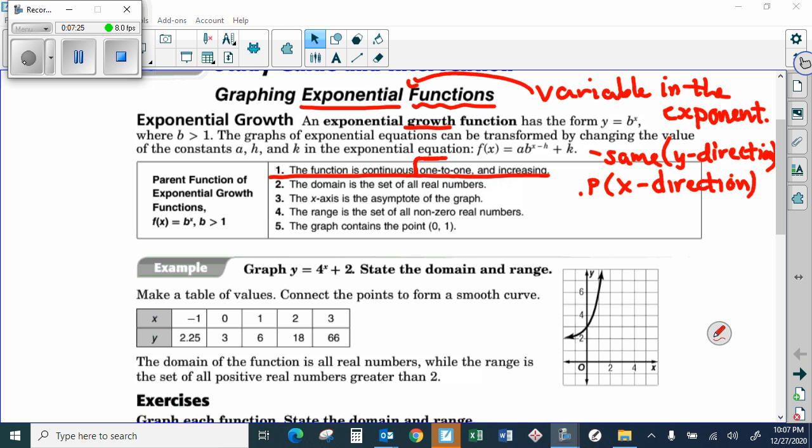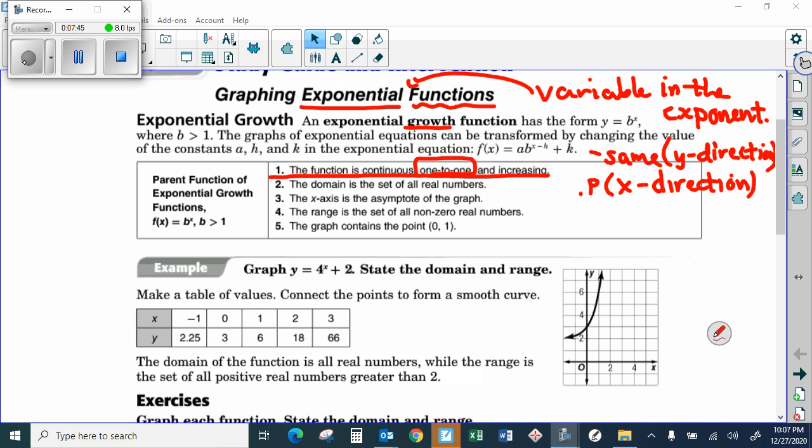1-to-1 is the next key vocab. We've talked about a function. The definition of function is for every x there's only one y, right? We've talked about that before. For every independent variable there's only one dependent variable, or for every input there's only one output. But it doesn't have to be true the other way around.